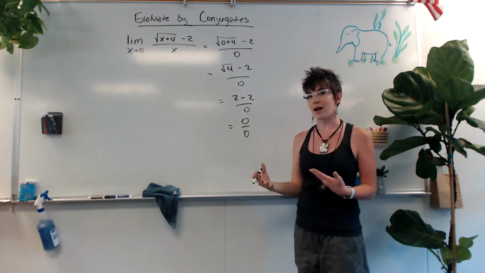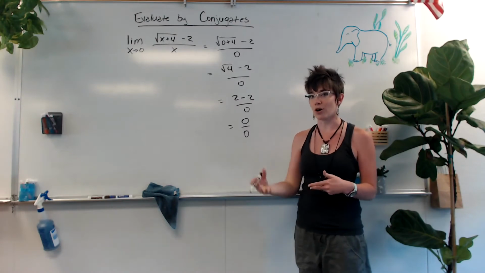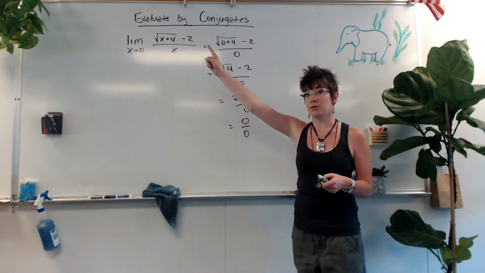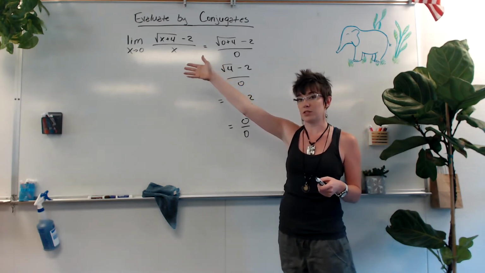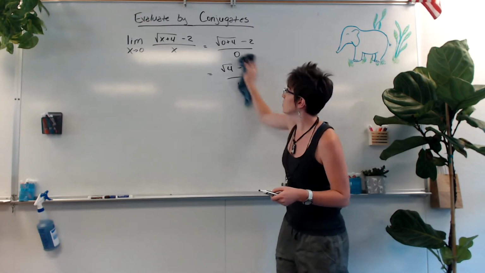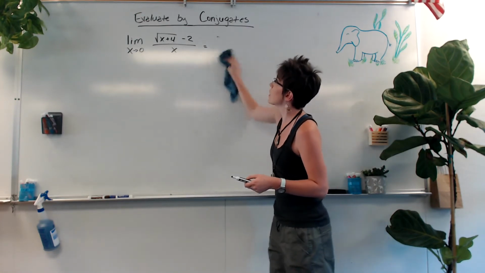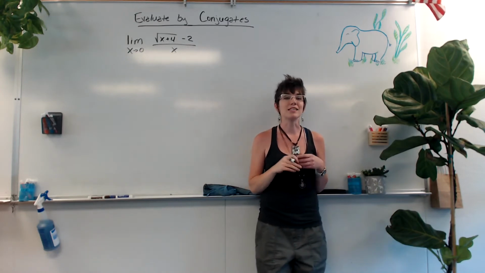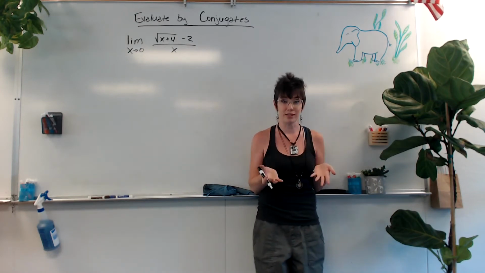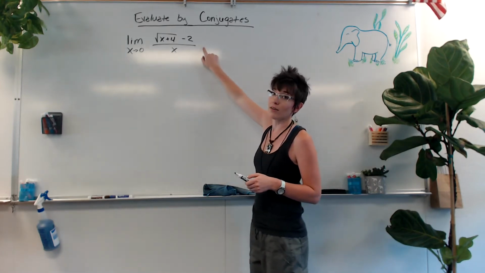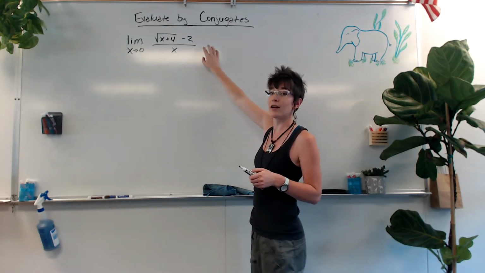So whenever something like that happens, I have to work a little bit harder to see if I can find the limit at that value as x approaches 0. So when it comes to a problem that includes a square root, this is a technique that applies for problems that have square roots in them. So we do a thing called multiplying by a conjugate.